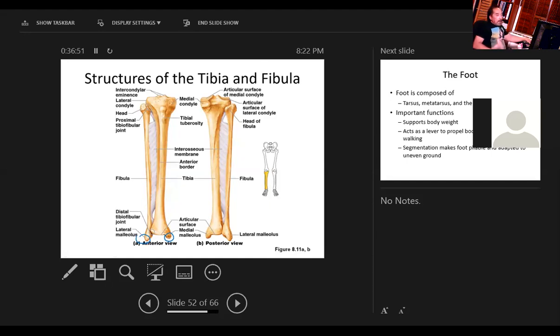Now the thing about that is, who has the malleolus? Who has the medial malleolus? So the medial malleolus is going to be the tibia. Why? The tibia is on the medial side. Who has the lateral malleolus? The lateral malleolus is actually going to be the fibula. The bumps you feel on the distal end of your leg are the malleoli. So we've got the lateral malleolus and the medial malleolus.